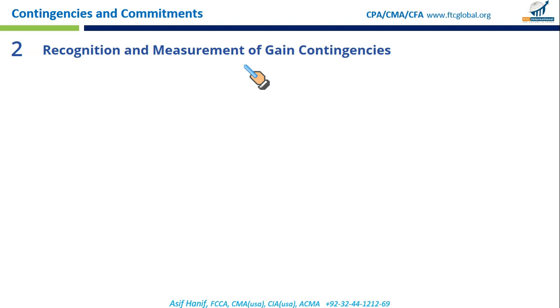However, loss contingencies in certain cases need to be recognized in the financial statements. Please remember, gain contingencies are not recognized in the income statement or anywhere in the balance sheet. But in some cases, if a gain contingency is probable, then we may disclose it in the financial statements.